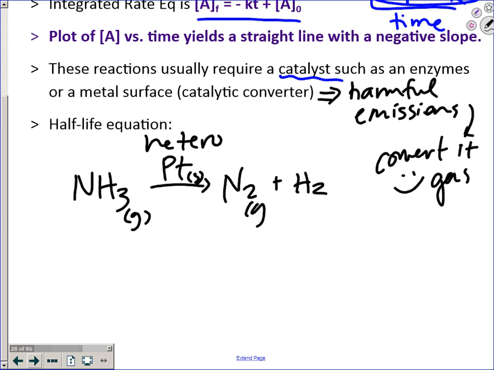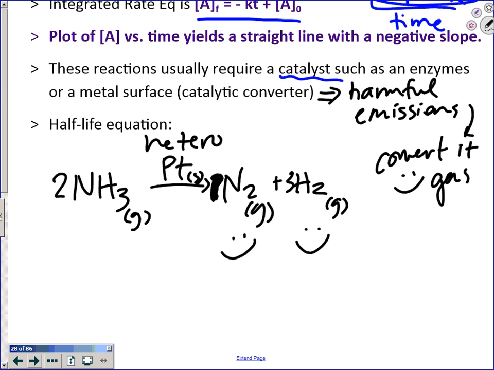Nitrogen gas, is that okay for our environment, guys? Say again, Megan? That's totally fine for our atmosphere, right? Is hydrogen gas okay for our atmosphere? Yeah. In small amounts, it'd be fine, right? So technically those are better than ammonia or carbon monoxide. Okay, it's the little things you learn in AP chemistry.